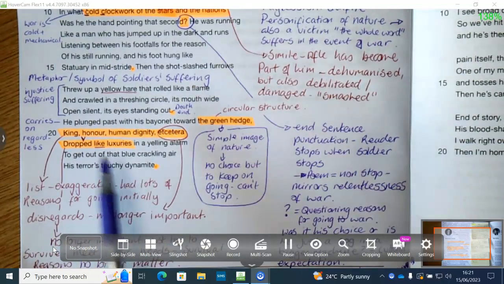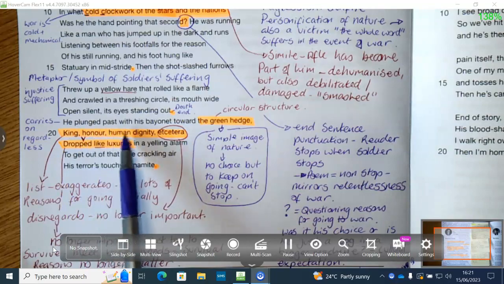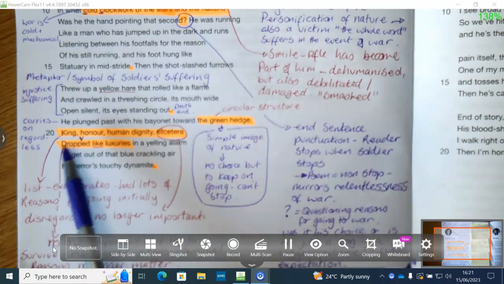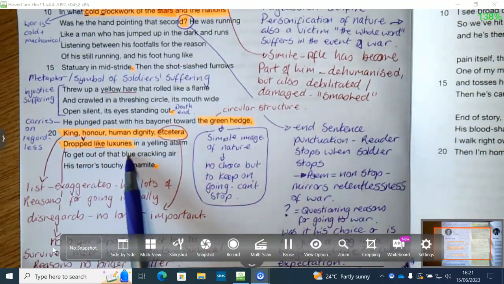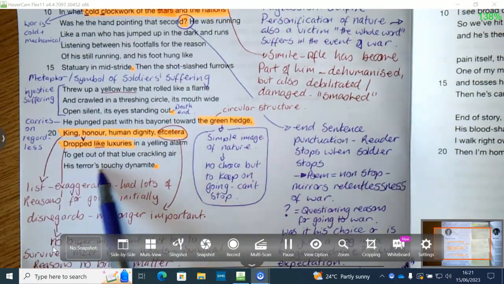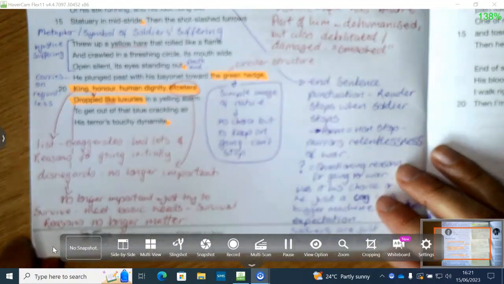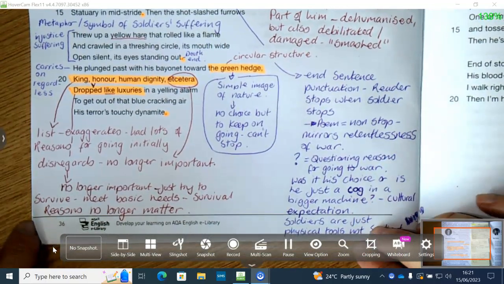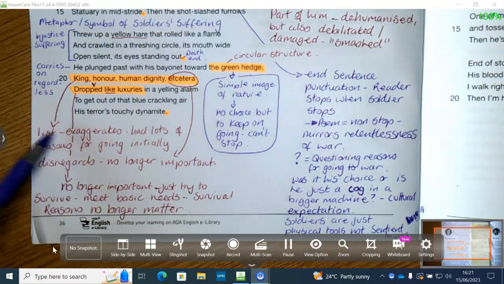And then finally, we get the last section here. He says, "king, honour, human dignity, etc., dropped like luxuries in a yelling alarm to get out of that blue crackling air, his terror's touchy dynamite." So again, we're only interested in the highlighted bits. What we've got here is a list: king, honour, human dignity. And these could be all the reasons for going initially to war. The list helps to exaggerate it.